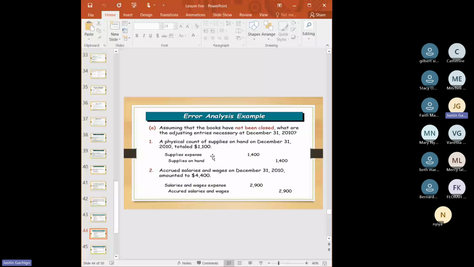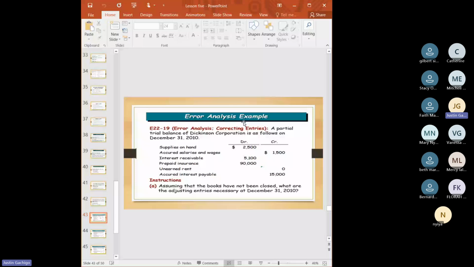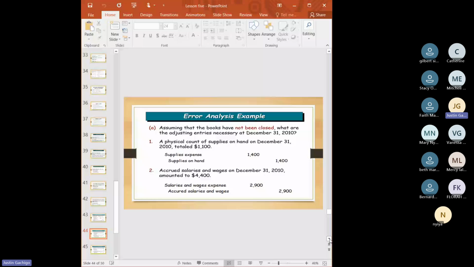The other one, accrued wages and salaries on December 31st, 2010, amounted to 4,400. In the trial balance, accrued salaries and wages were 1,500, but here we have 4,400. Again, we had understated salaries and wages by 2,900. So you debit salaries and wages 2,900, credit accrued salaries and wages 2,900.